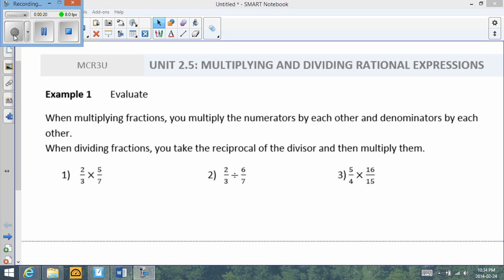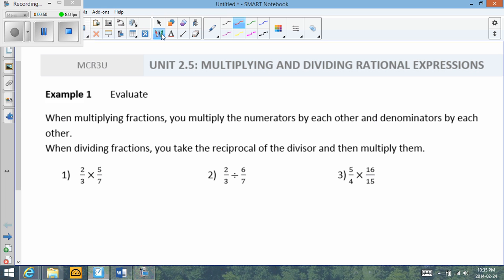Okay, so first of all, when multiplying fractions, you multiply the numerators by each other and denominators by each other. So essentially that just means top times top, bottom times bottom. When dividing fractions, though, you take the reciprocal of the divisor and then multiply them. So that just means whatever you divide by, flip it, and then you multiply by that. So that's kind of like how dividing by half is the same as multiplying by 2, or dividing by 2 is the same as multiplying by half.